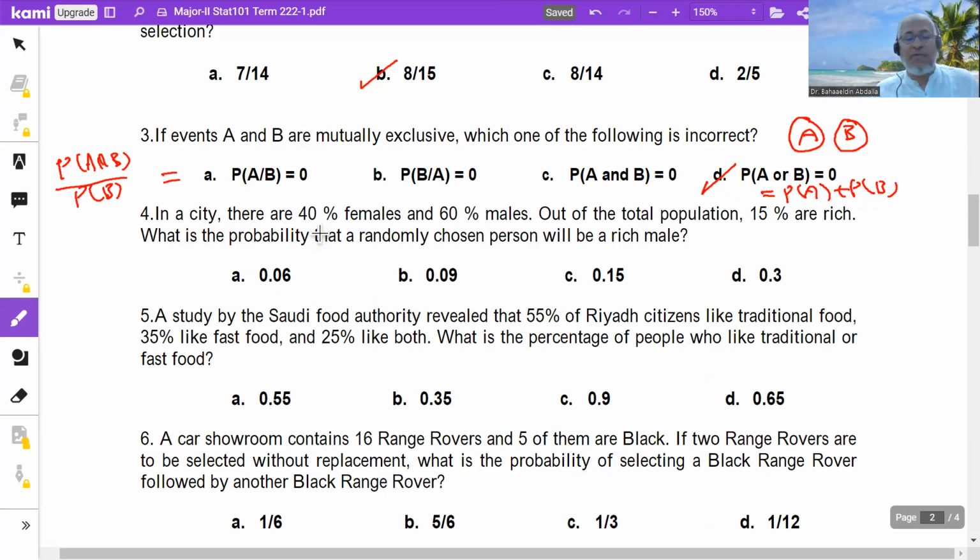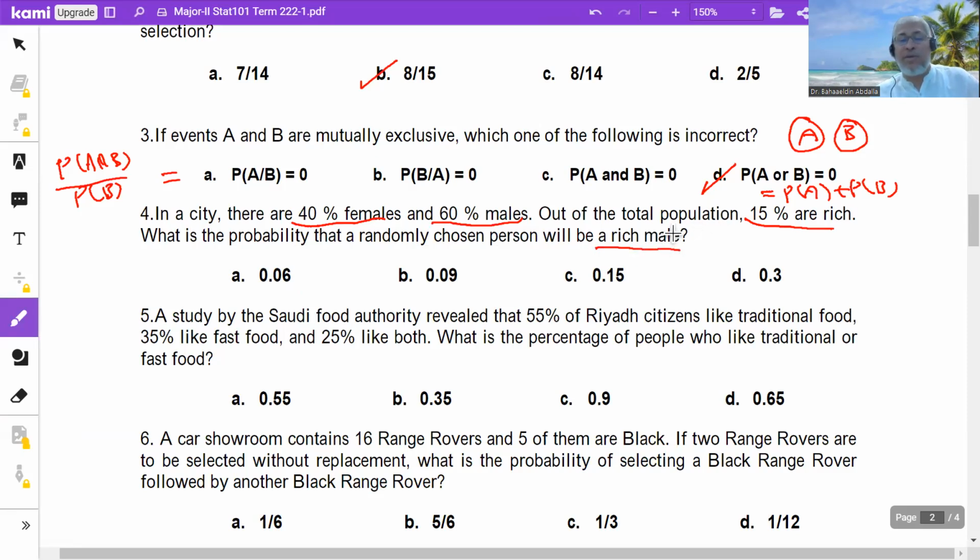In a city, there are 40% females, probability of females, 60% males, probability of males. Out of the total population, 50% are rich, probability of rich. Okay, so we have 3 probabilities. What is the probability that a randomly chosen person will be a rich male?